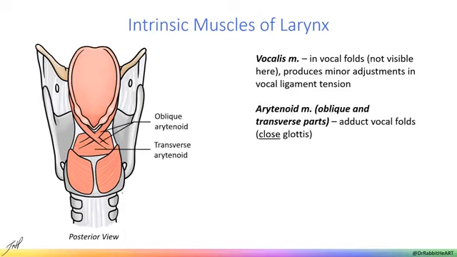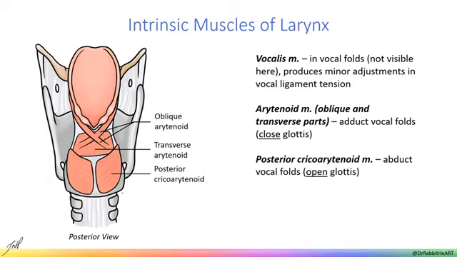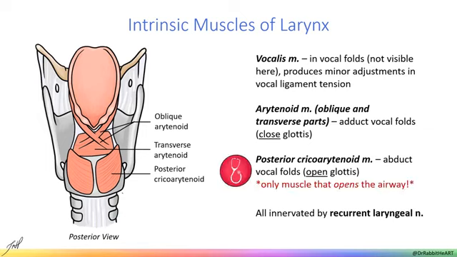The oblique and transverse arytenoid muscles work with the lateral cricoarytenoid muscle to close the glottis, while the posterior cricoarytenoid muscle functions to abduct the vocal folds, increasing the size of the glottis. All three of these muscles are innervated by the recurrent laryngeal nerve. Note that the posterior cricoarytenoid muscle is clinically relevant as the only muscle to open the airway. So damage to nerves affecting posterior cricoarytenoid muscles may result in completely adducted vocal folds, which is a medical emergency.